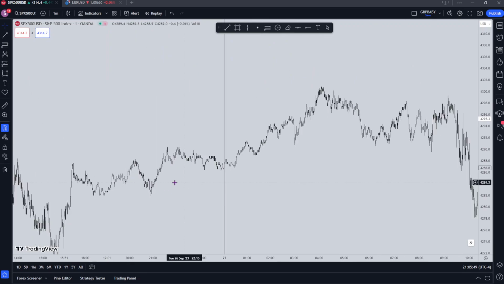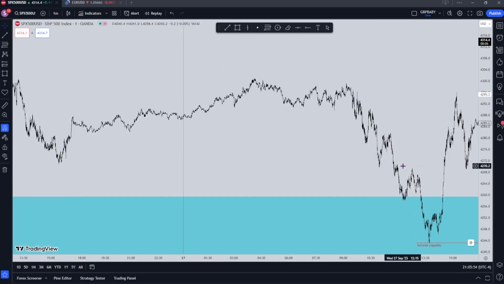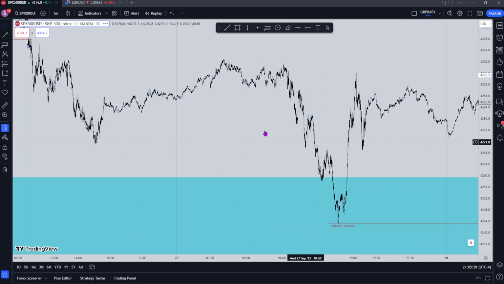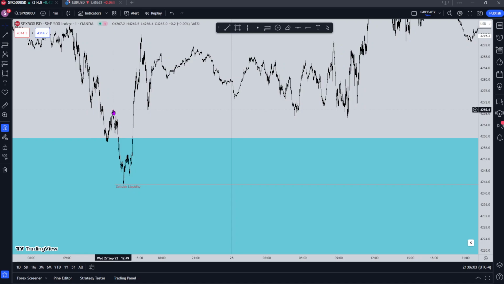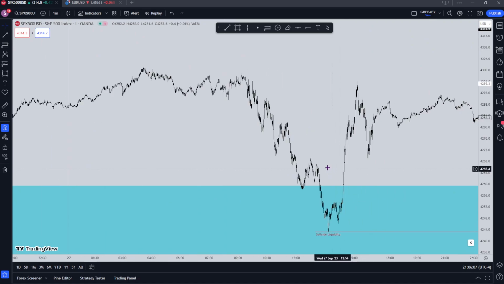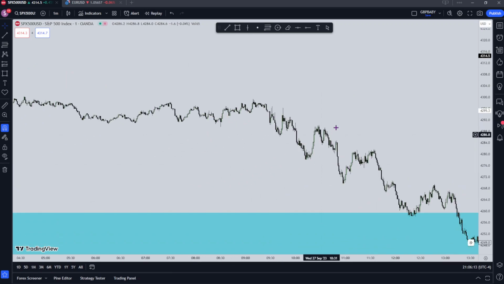Asian session consolidated. Then we have the big day of reversal. So this is the Wednesday. Wednesday looks very interesting.